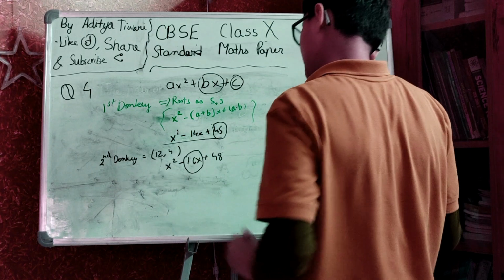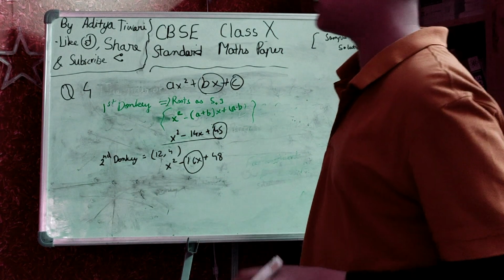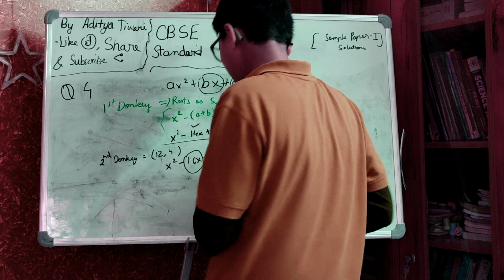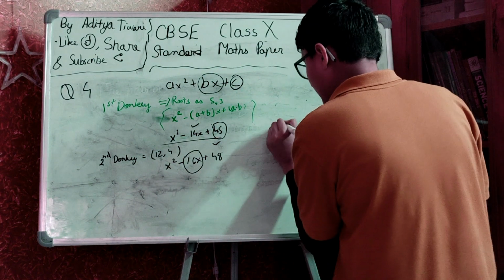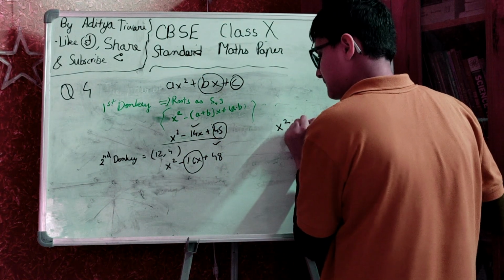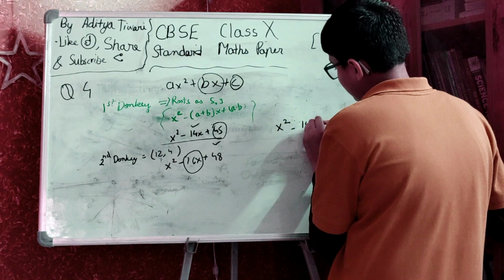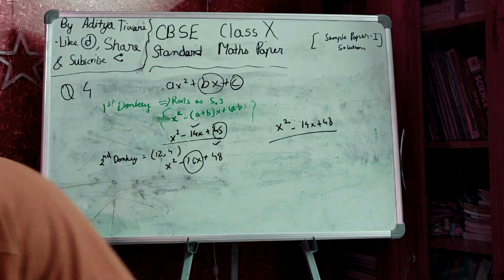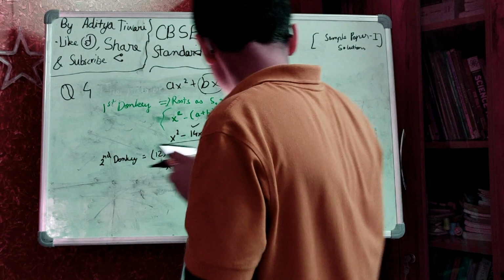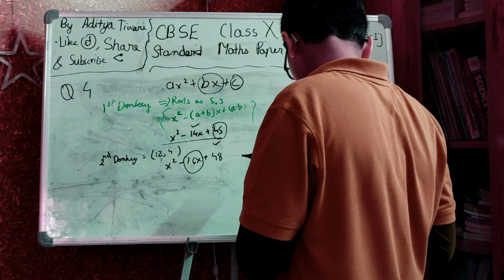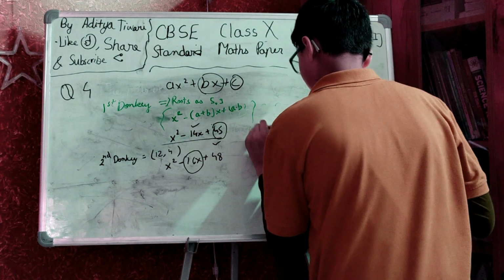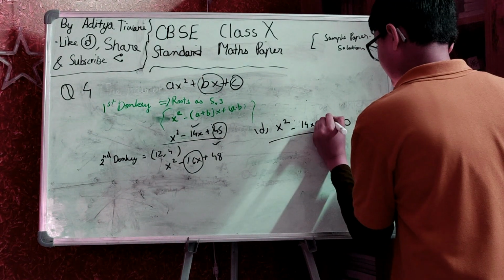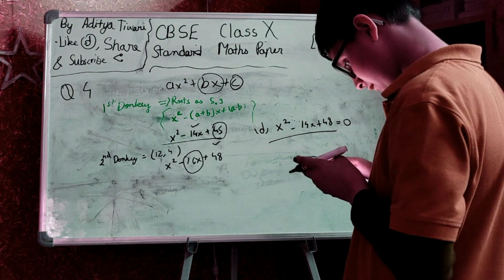Okay, so now they said that the first person made the constant term wrong, and the second person got the x coefficient wrong. So we now know that this is the real x coefficient and this is the real constant. So the equation of the quadratic will be x square minus 14x plus 48, and this is the answer. So this is option D, x square minus 14x plus 48 equals 0. Yeah, that's pretty clear.